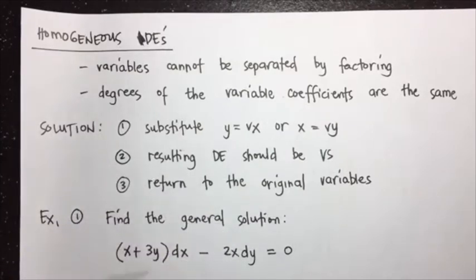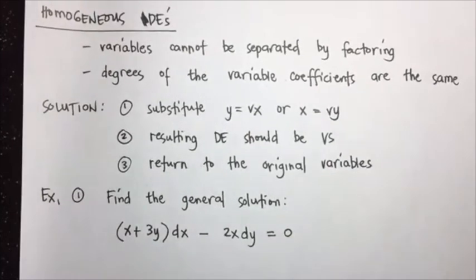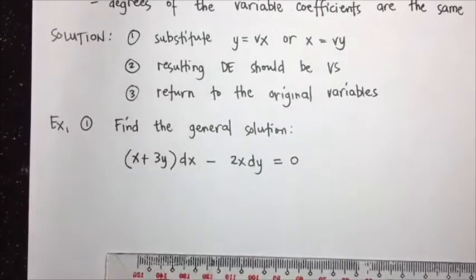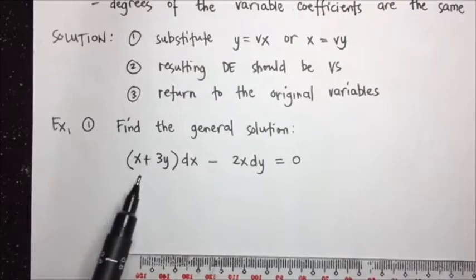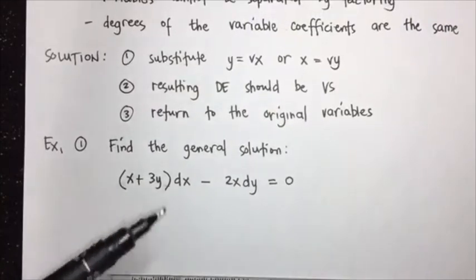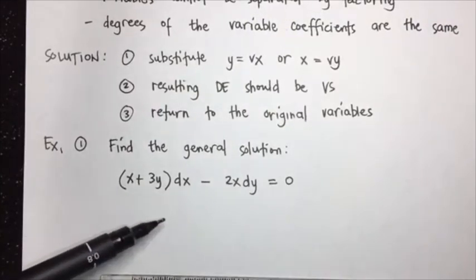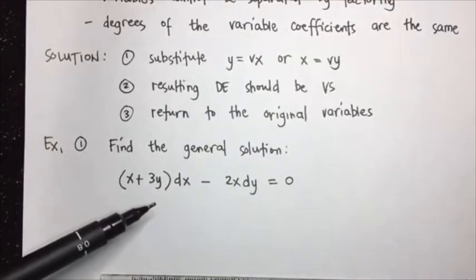Okay, say for example, we have: find the general solution of (x + 3y) dx - 2x dy = 0. As you have observed in this problem, x and y cannot be separated. Therefore, we cannot use variable separable in this problem. Since this is not variable separable, we should think of another solution that may solve this differential equation.